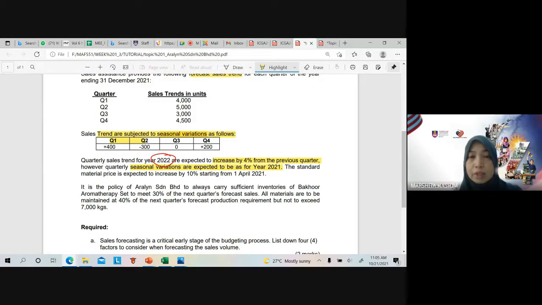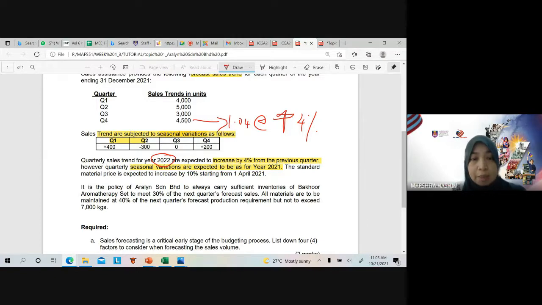That means your sales volume after this period, you multiply by 1.04, or you increase by 4%. Then you will get the value. Why do you need that value? Because later you will record closing inventories for quarter 4, year 2021. So you base it on the next period.